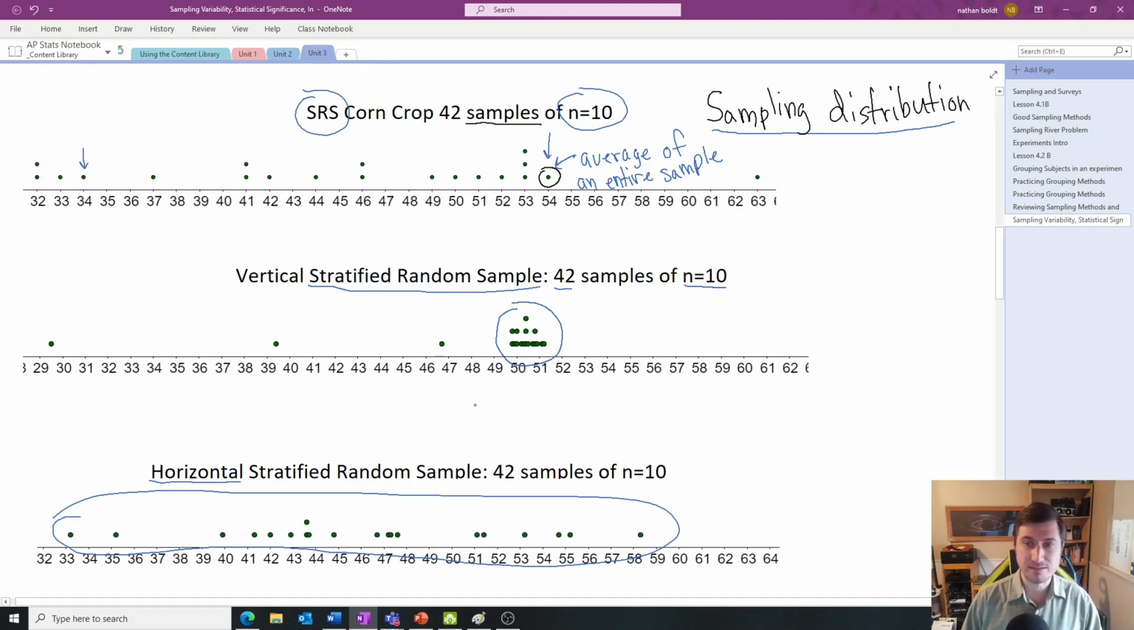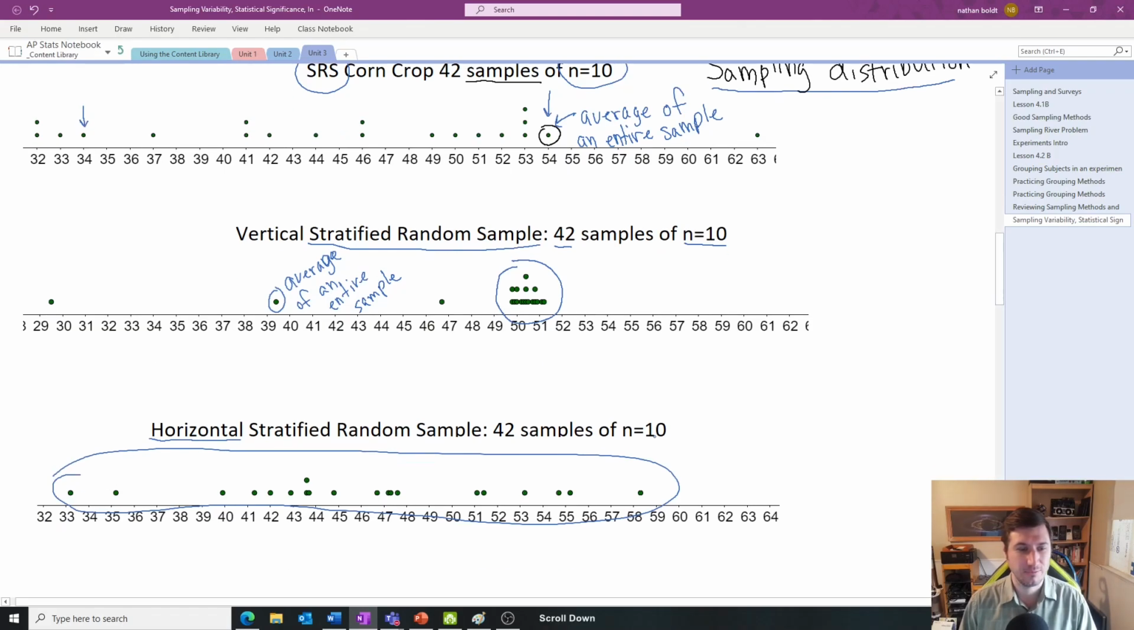But all of these are sampling distributions. Each dot, all right, represents the average of an entire sample. All right, not just one individual, but an entire sample. I can't say that enough. It's going to become more and more of an important idea and a complicated idea. Each dot is actually the average of an entire sample in that case.